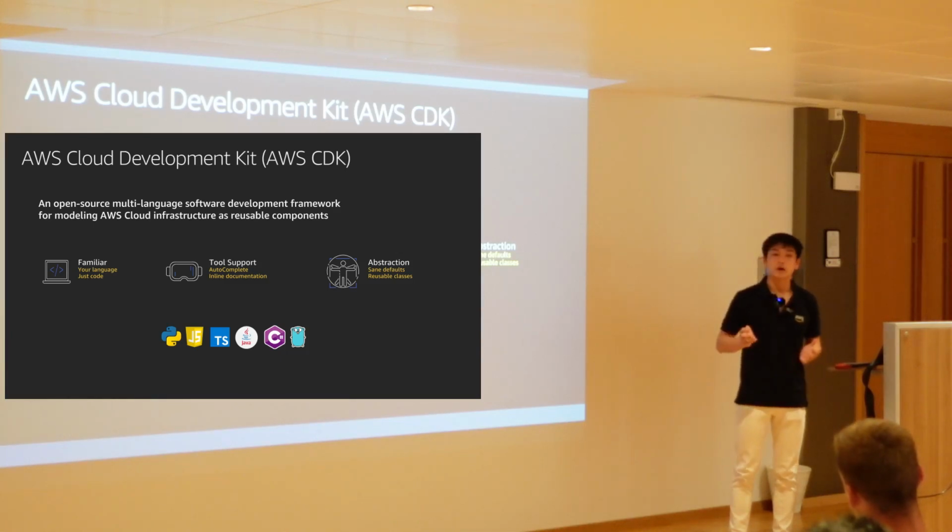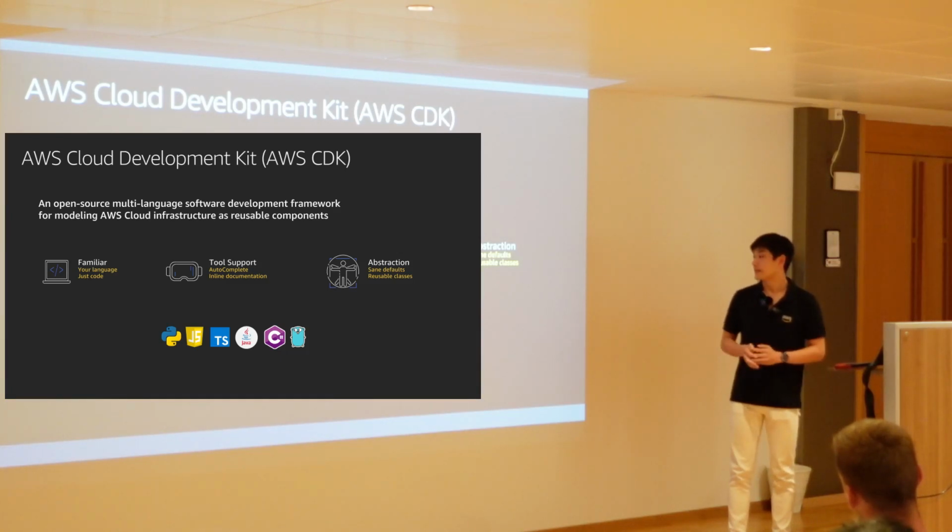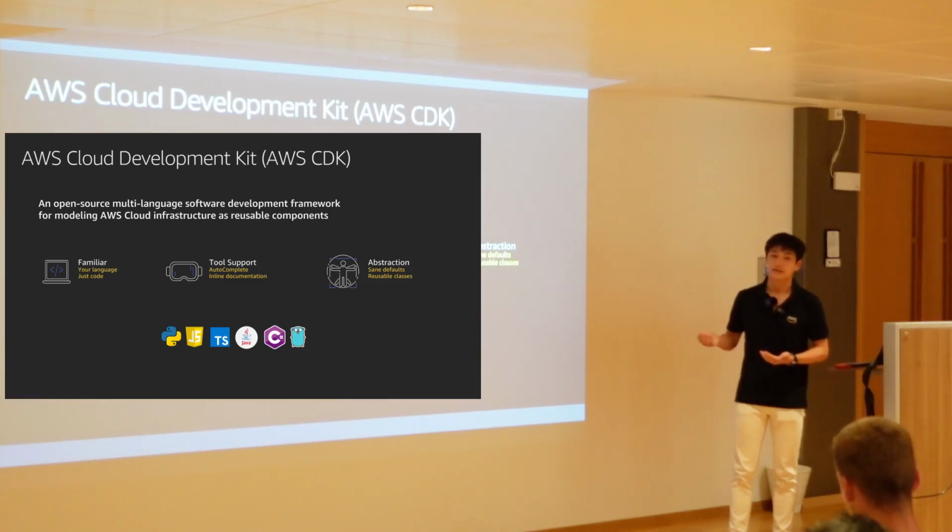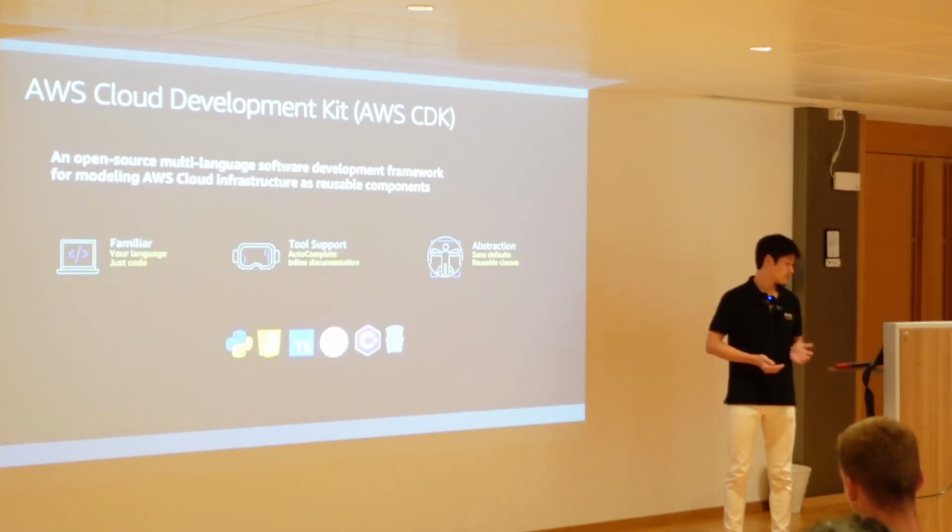The good thing about being a coding language is you can receive the support from it, for example autocomplete and inline documentation. It also gives you an abstraction layer, including sane defaults and reusable classes. These are all the benefits you can have when you define your infrastructure.